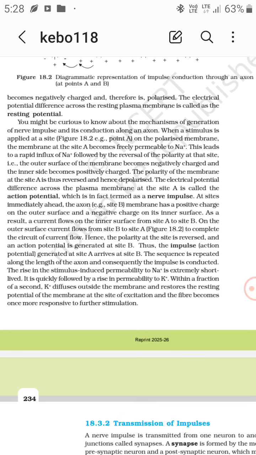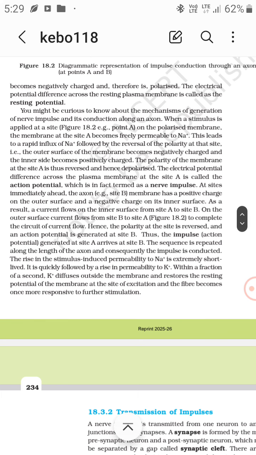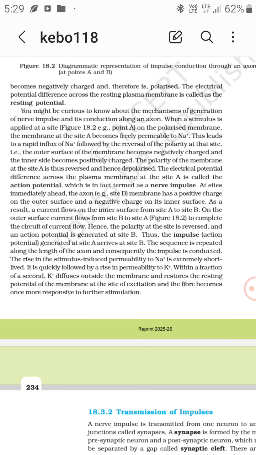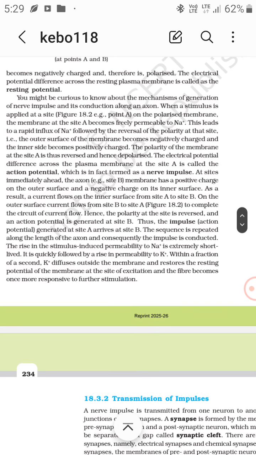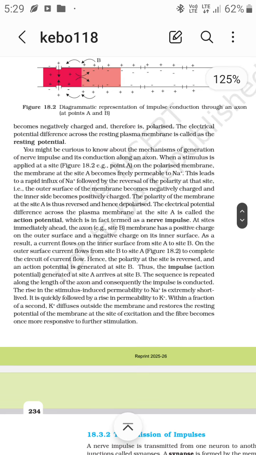So the rise in the stimulus-induced permeability to Na+ is extremely short lived. It is quickly followed by a rise in permeability to K+. Within a fraction of a second, K+ diffuses outside as the Na+ goes inside. So K+ diffuses outside immediately and restores the resting potential of the membrane at the site of excitation, and the fiber becomes more responsive to further stimulation.